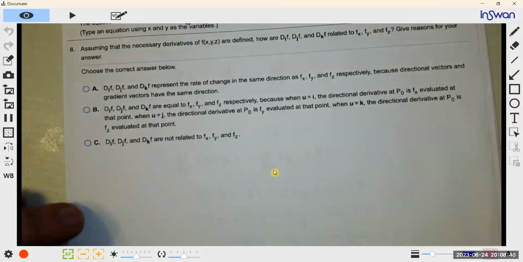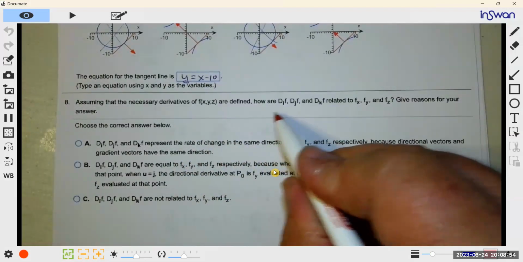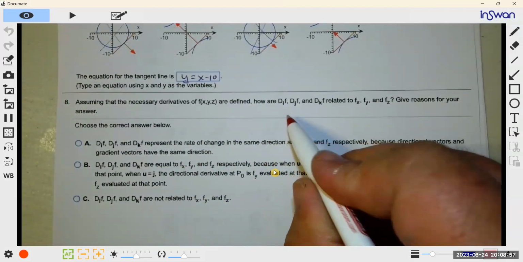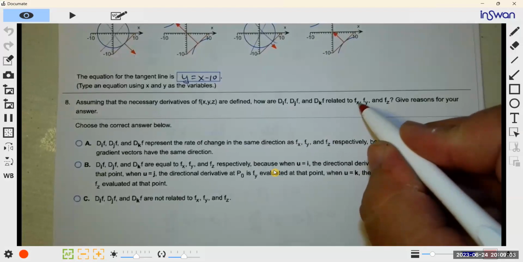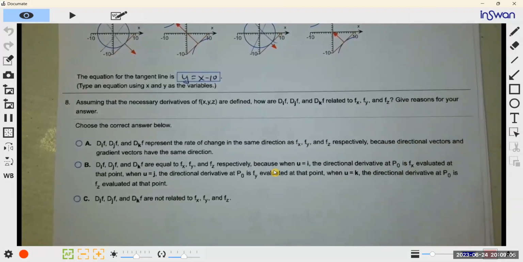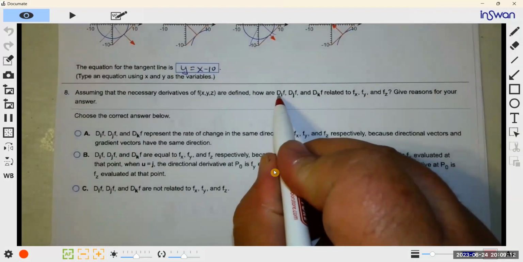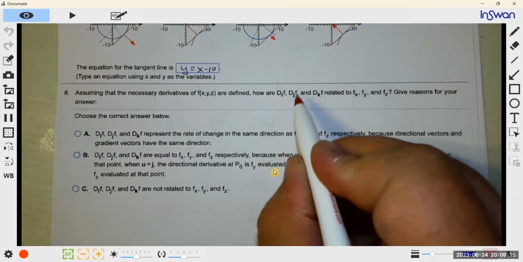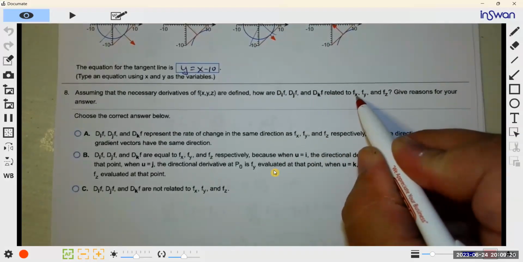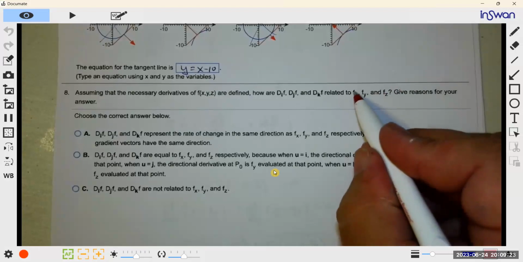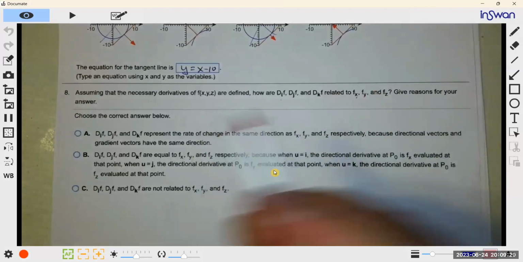And now the last one, number 8. Assuming that the necessary derivatives of f of x, y are defined, how are d, if, dj, dk related to the partial of f with respect to x, partial of y, partial of z? Well, this is the derivative of f in the i direction, derivative of f in the j direction, derivative of f in the k direction. This is the partial of f with respect to x, which is the derivative of f in the x direction. i is the x direction, so they're the same thing.